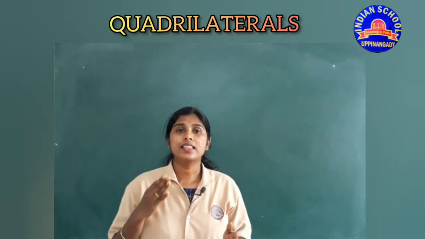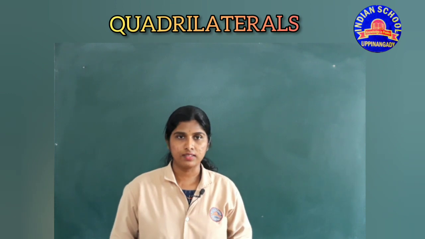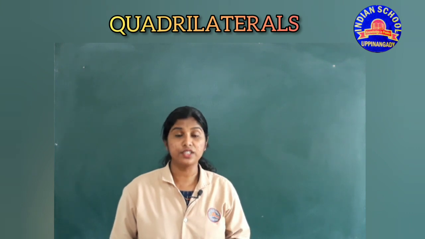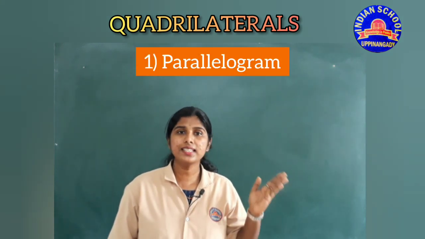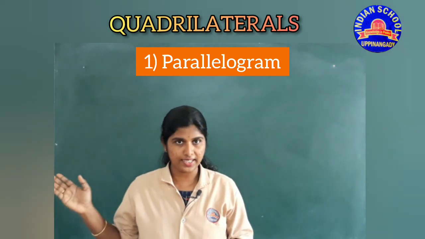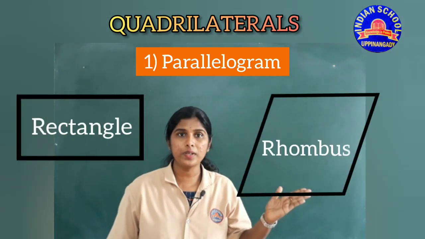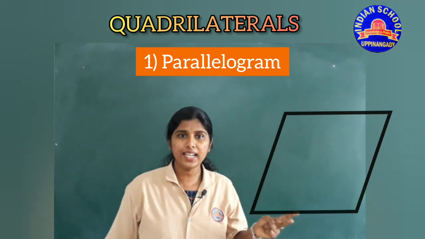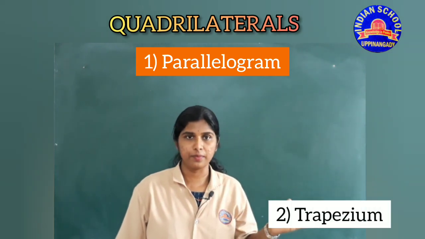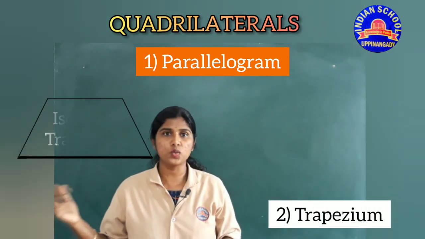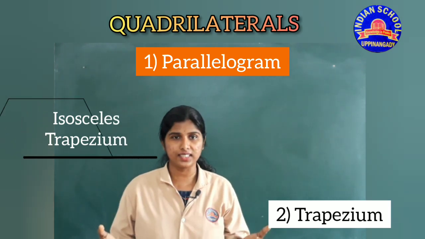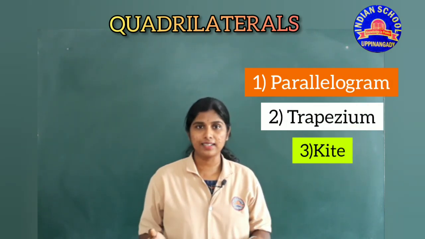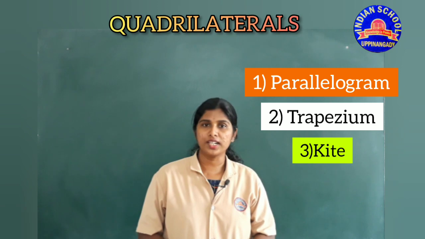Dear students, let us recall the types of quadrilateral. Quadrilaterals are classified under three categories. The first one is parallelogram. Under that we have seen rectangle, then rhombus, then we studied about square, and the second category is trapezium. Under that we studied about isosceles trapezium, and the third category is kite. And these are about different types of quadrilaterals and their properties. Hope you all understood.